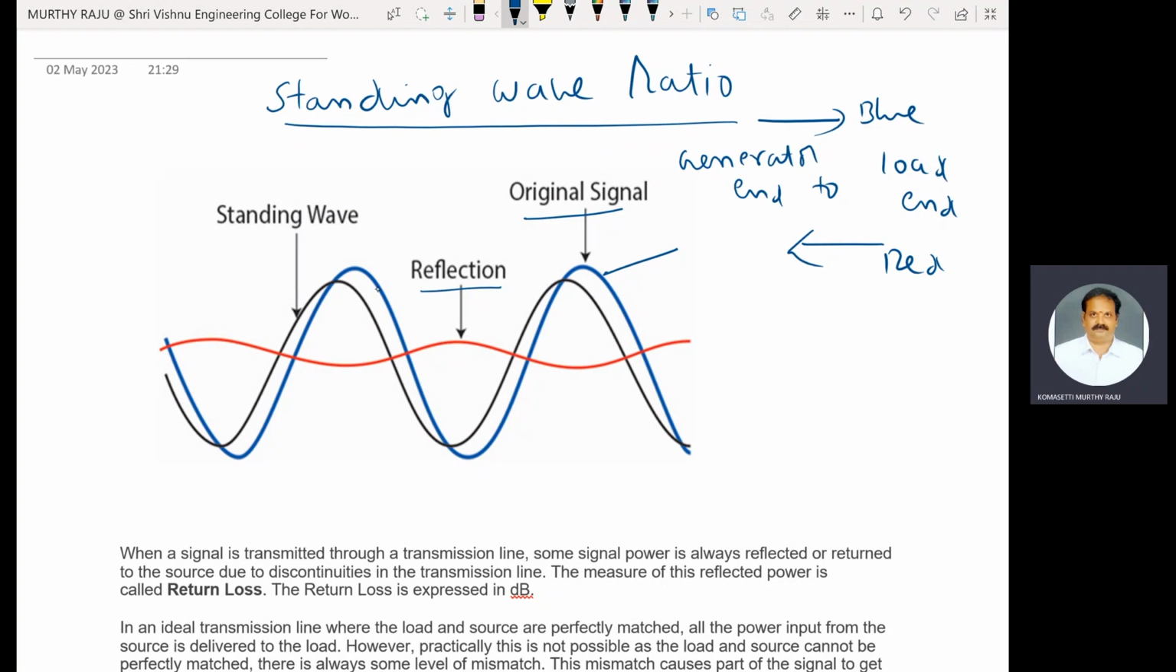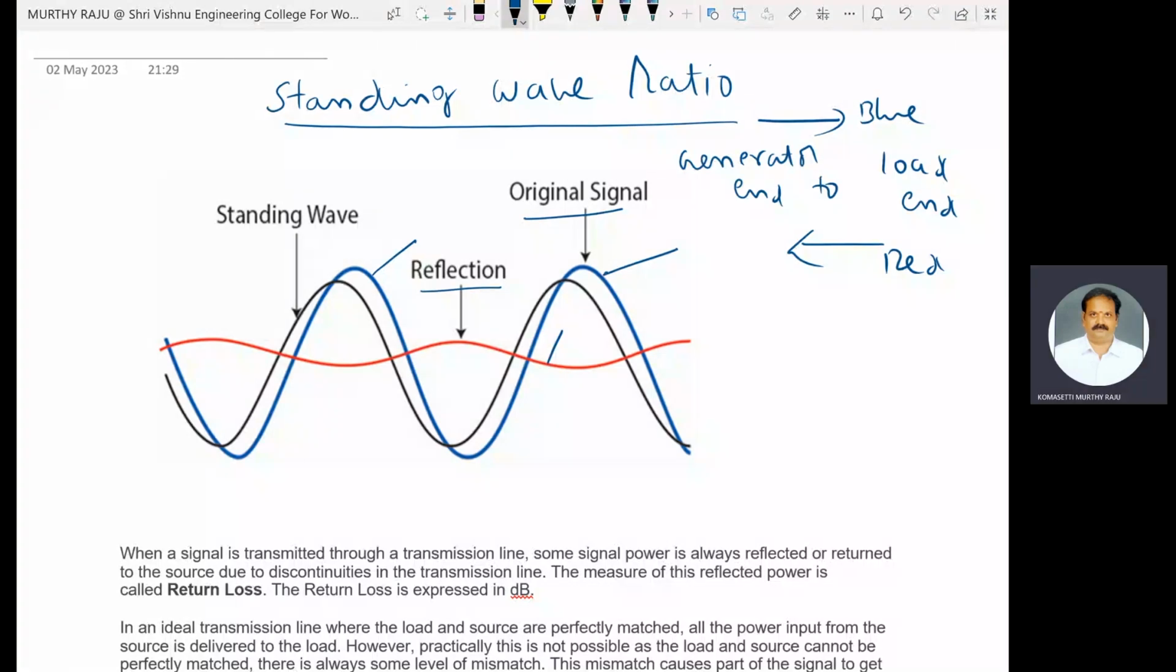The standing wave results from two waves having the same frequency and traveling in opposite directions on a transmission line. The meeting of these two waves produces a standing wave pattern of voltage and current on a transmission line. That is, the incident and the reflected waves will combine to form a standing wave. Blue color indicates the incident wave and red color indicates the reflected wave. These two waveforms are combined to form a standing wave on the transmission line.